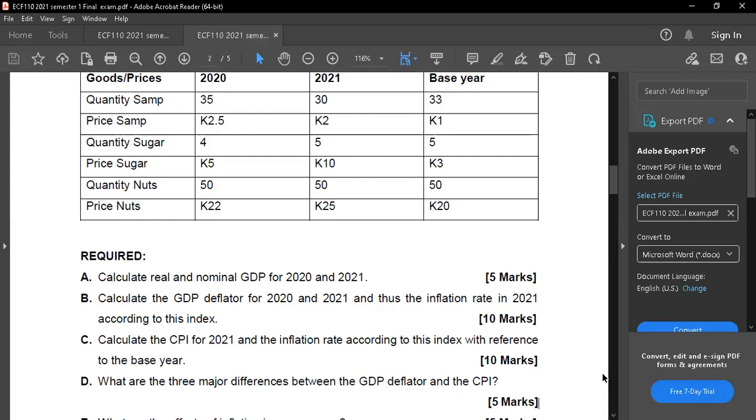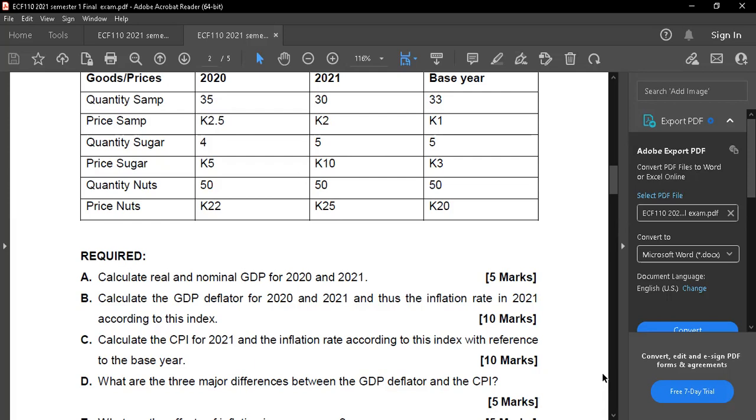So you can see there the CPI for 2021 and the inflation rate according to this index with reference to the base year. So it means when you're calculating the CPI for 2021, you're going to refer to this instead of saying the CPI for the current year, since they have said according to this index with reference to the base year. So it will be the CPI for the current year minus the CPI of the initial year, in this case 2020. Then you find the prices.